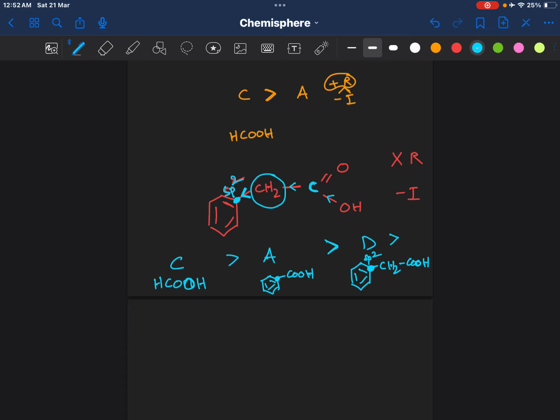And in the last we will have B. B is our propanoic acid, CH3CH2COOH. As you can see, there is only a plus I effect, electron donating to the system, so it's tough to break the OH bond, and therefore B has the least acidic strength. So the order is C, A, D and B. Yeah, thank you.